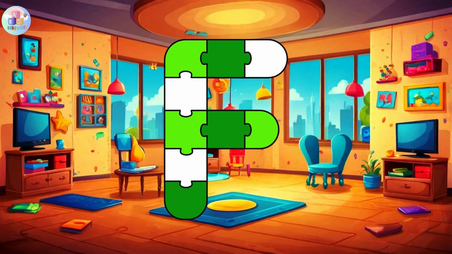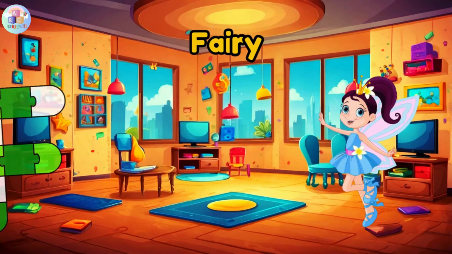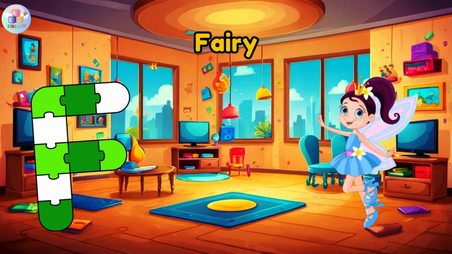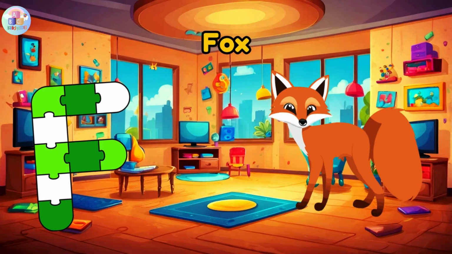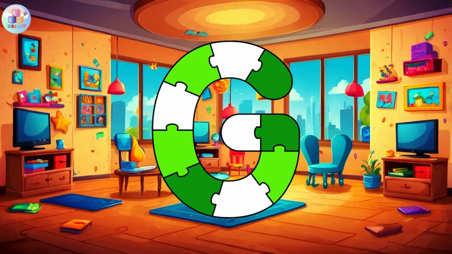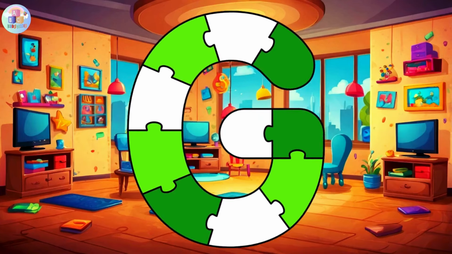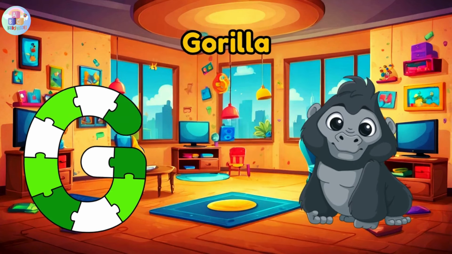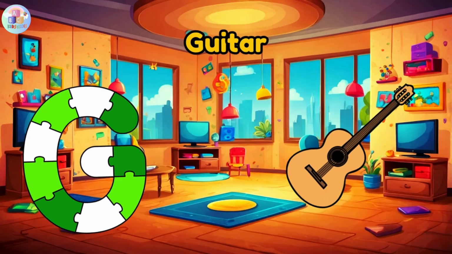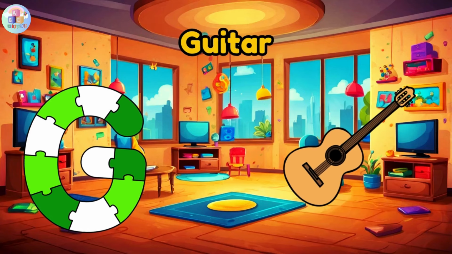This is the letter F. F is for fairy. F, F, fairy. F is for fox. F, F, F. G. This is the letter G. G is for gorilla. G, G, gorilla. G is for guitar. G, G, G.